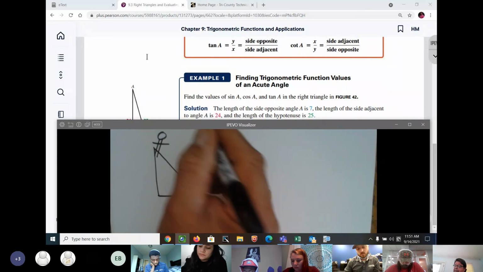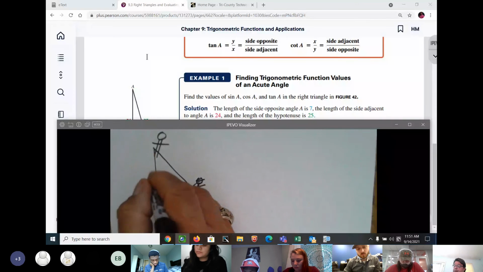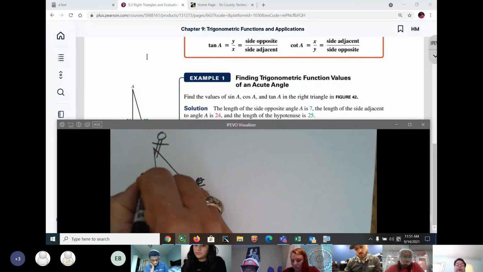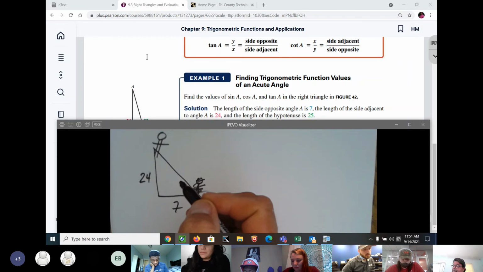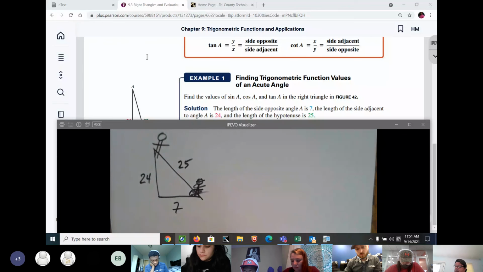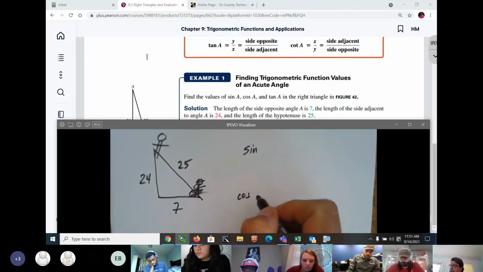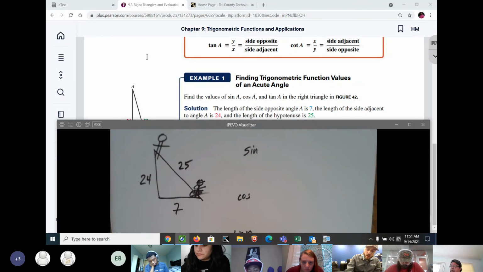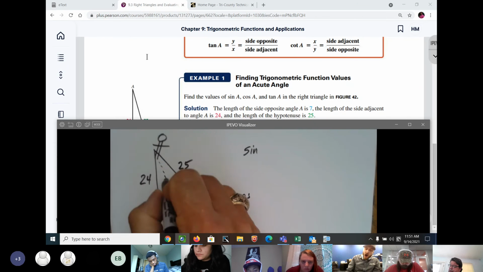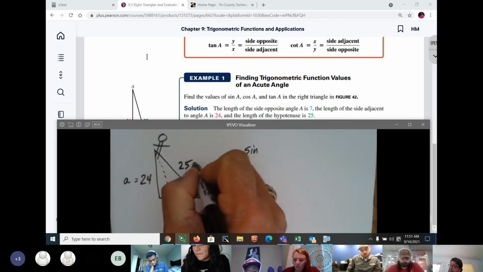Okay, so erase this guy. The opposite is 7. The adjacent is 24. And the hypotenuse is 25. Okay? And they want to know sine, cosine, tan. I'm just going to do the first 3. So this over here is the opposite. This over here is the adjacent. And this over here is the hypotenuse.